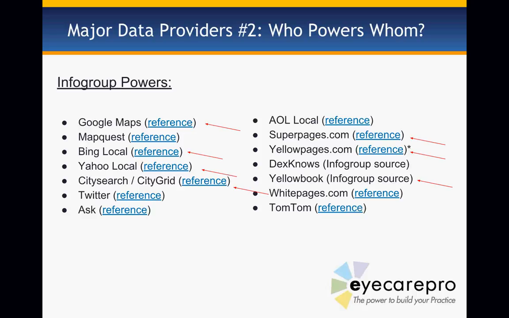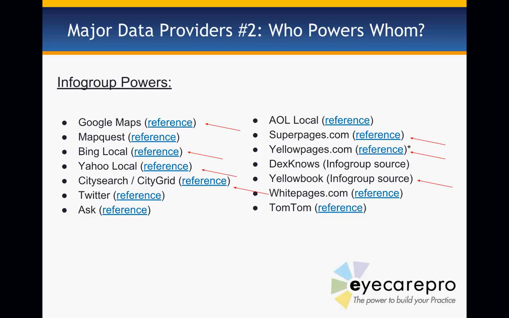If we look at Infogroup, we see that it powers all. All right, what do you mean when it says reference and Infogroup source? So the reference is just where they're actually getting their information from. This website that I got it from is listing all the references of how it knows where Infogroup is powering to. That's what it means.